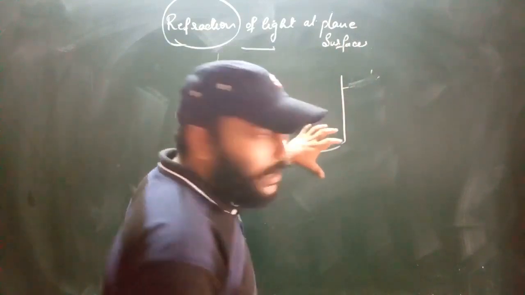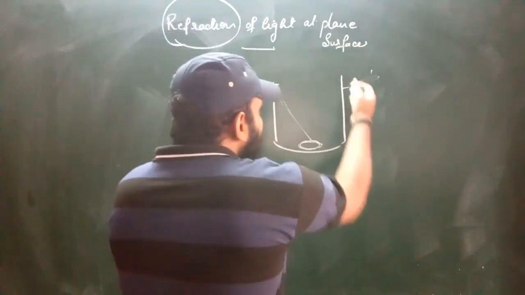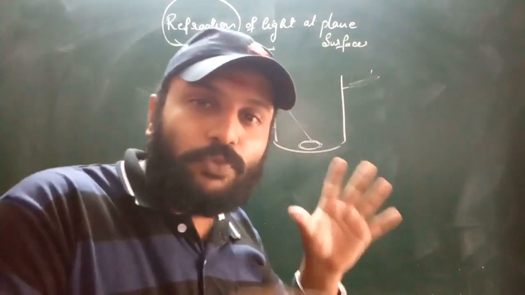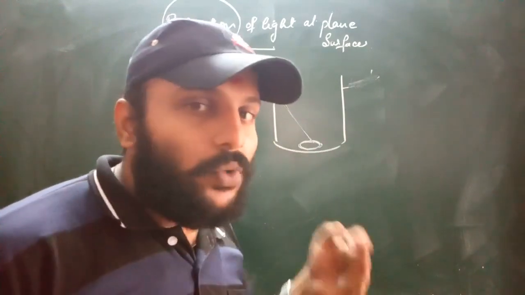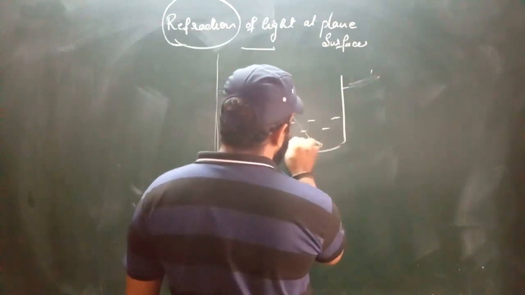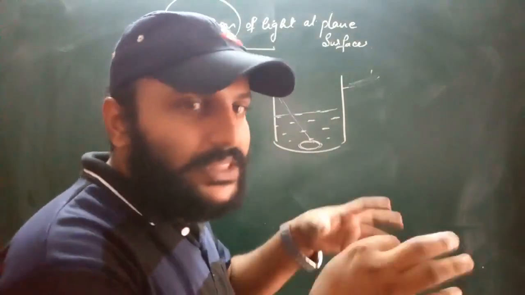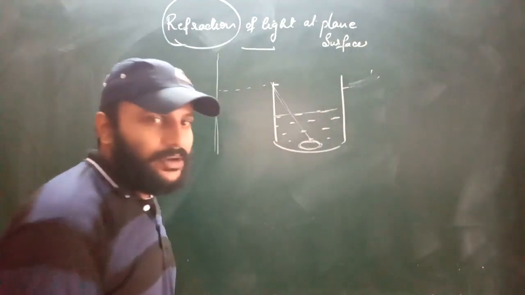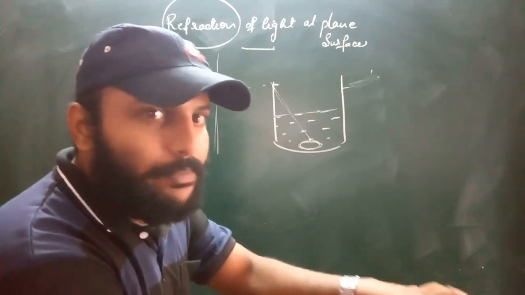Due to the wall of the vessel, the light rays are not able to travel towards my eye. That is the reason I am unable to see the coin present in the vessel. Now I will ask my friend to fill the vessel with water. When your friend starts filling the vessel with water, at the distance where I was unable to see it, it appears to me that I will be able to see the coin again.